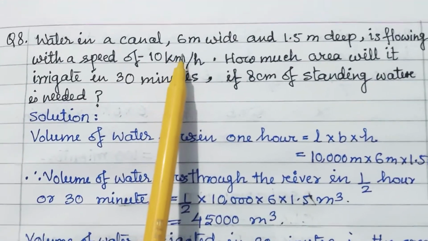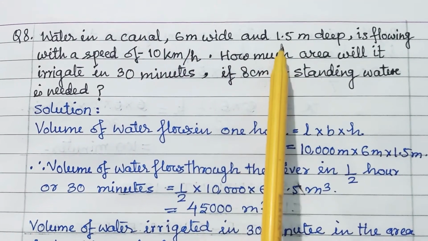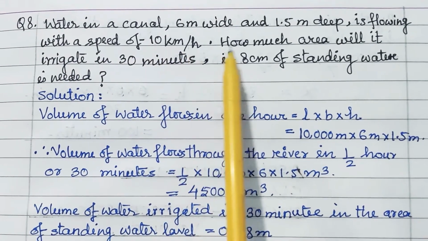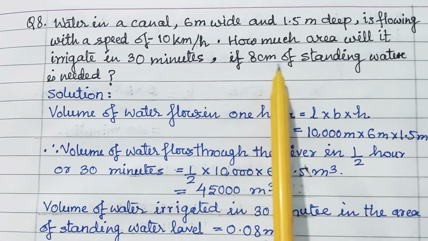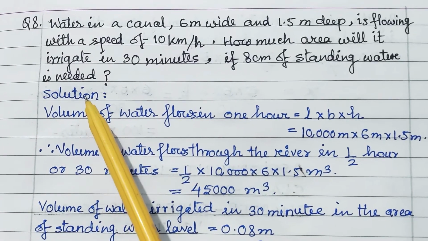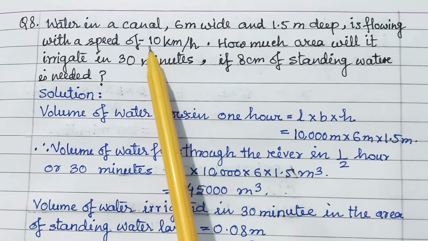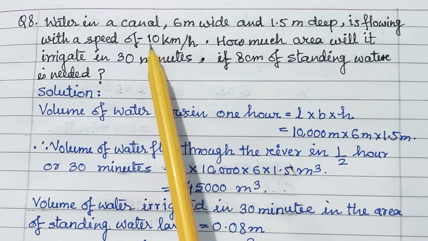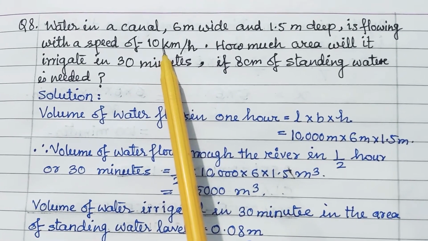Next, question number 8. Water in a canal 6 meter wide and 1.5 meter deep is flowing with a speed of 10 km per hour. How much area will it irrigate in 30 minutes if 8 centimeter of standing water is needed? The speed of water in the canal is given as 10 km per hour. That means in 1 hour the water can move 10 kilometer. So 10 kilometer is the length of water we have to take in 1 hour.